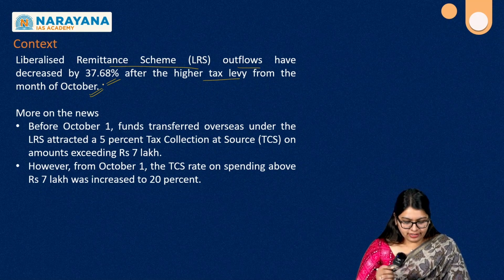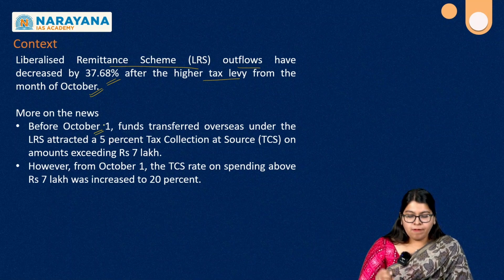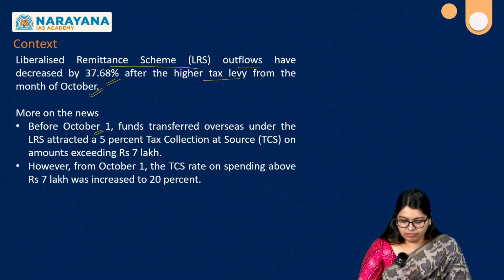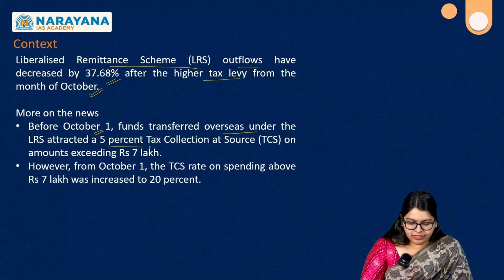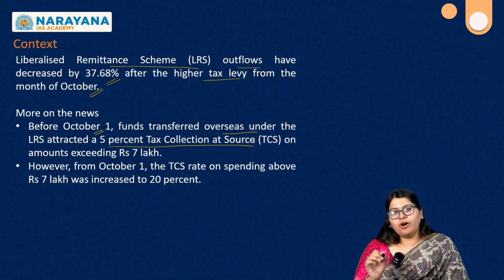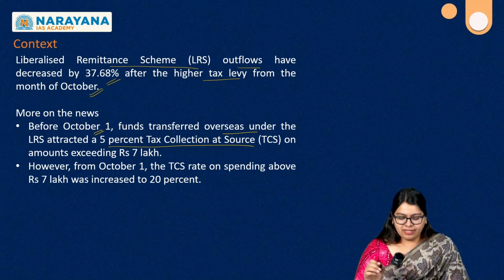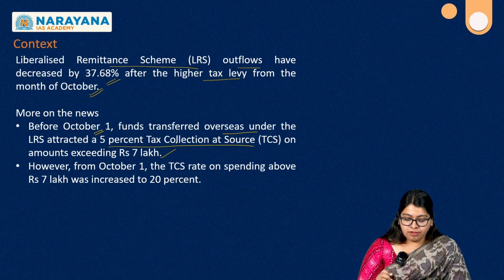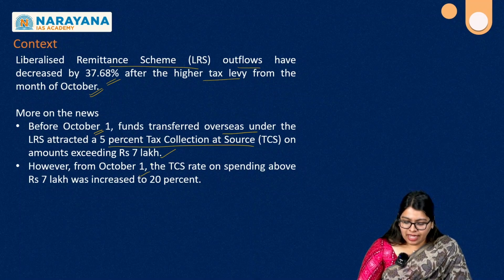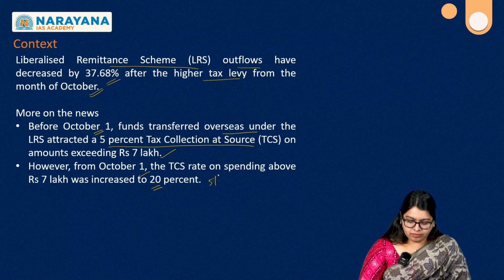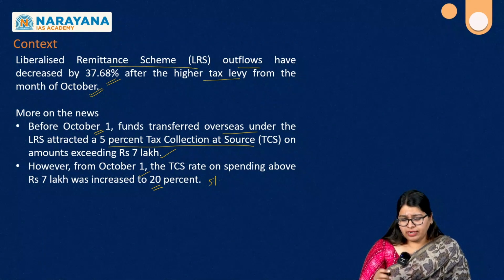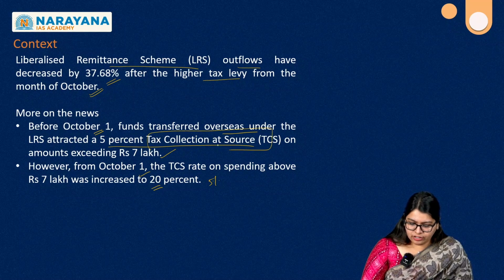As we already discussed, before the month of October, whatever funds were transferred overseas under this particular scheme attracted a 5% tax collection at source on amounts that exceeded 7 lakhs. However, from October 1, the tax collection at source rate on spending above 7 lakh was increased to 20% from the earlier 5%. So here it is important to understand what this tax collection at source is.